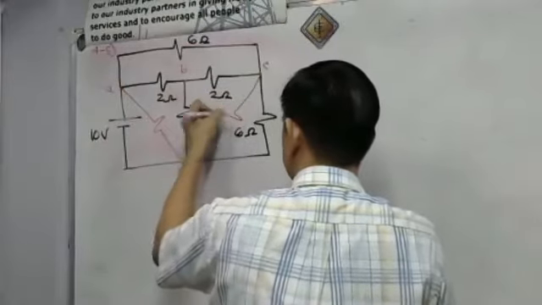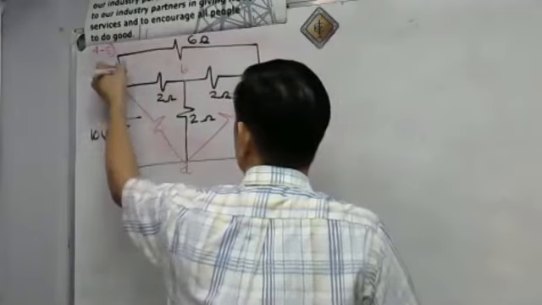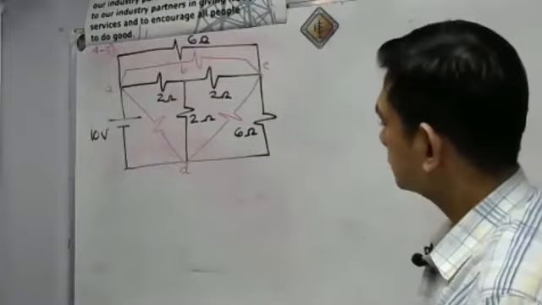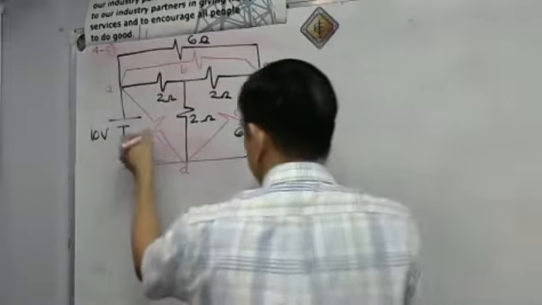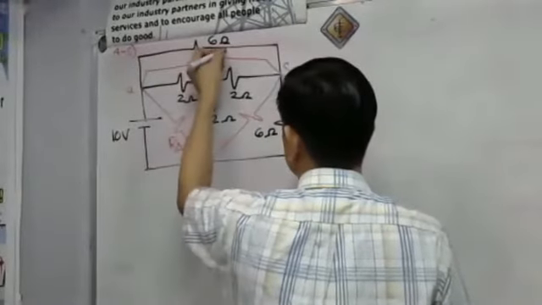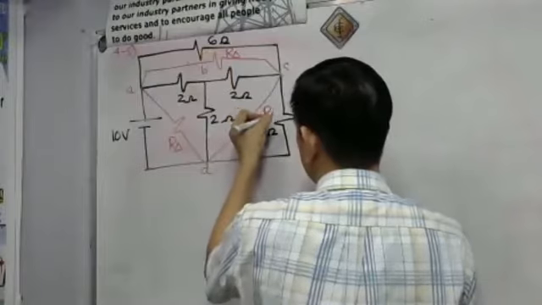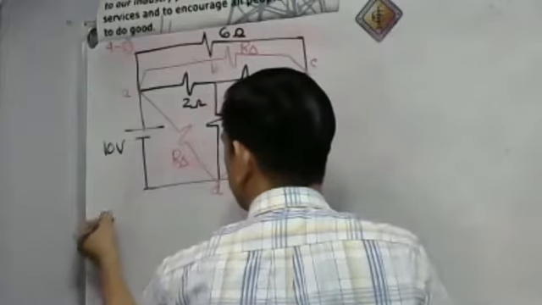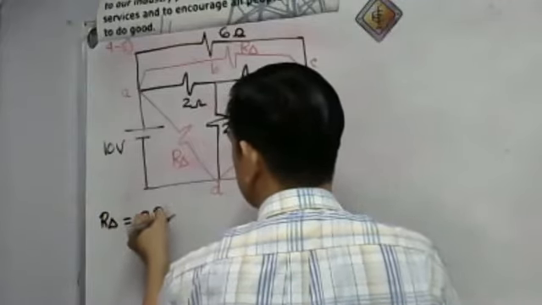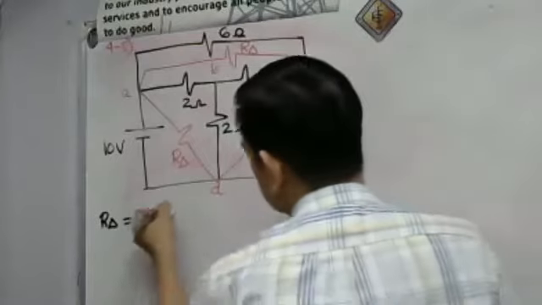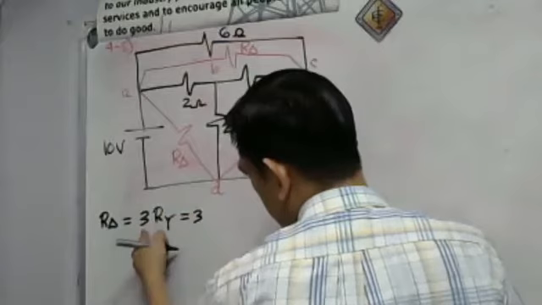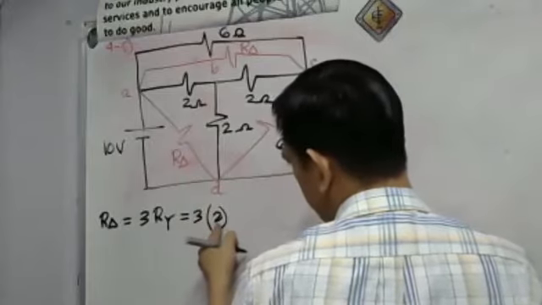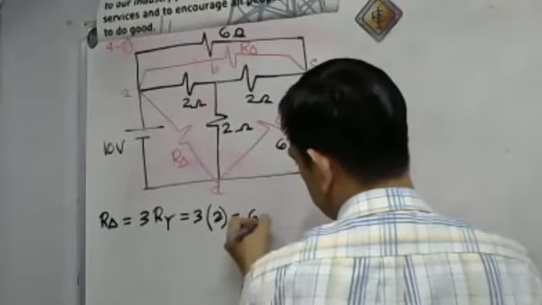So let us put here R delta, R delta and R delta. Again, what is our R delta? Our R delta is simply equal to 3 multiplied by Ry. Then what is our Ry? We have here 2 ohms. So 3 times 2, that is 6 ohms.